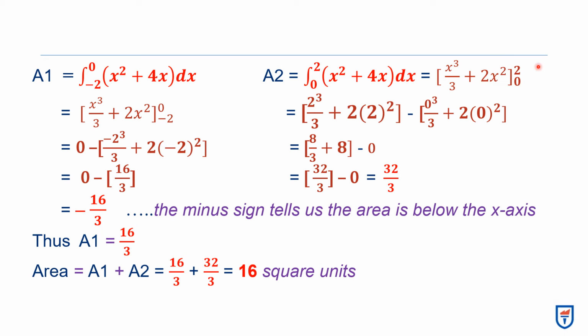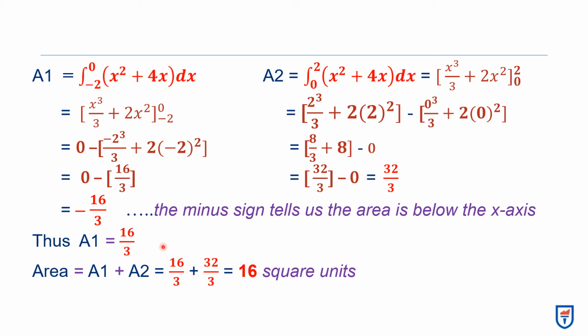Now substitute our upper limit, which is 2. When we substitute our upper limit, which is 2, we are going to get 2 cubed divided by 3 plus 2 times 2 squared, minus the substitution of the lower limit in the same expression. When you substitute the lower limit, you are going to have 0 cubed divided by 3 plus 2 times 0 squared. When you solve the first substitution of the upper limit, it gives us 8 over 3 plus 8 minus 0. Then we have 32 divided by 3 minus 0, which gives us the result of 32 over 3.